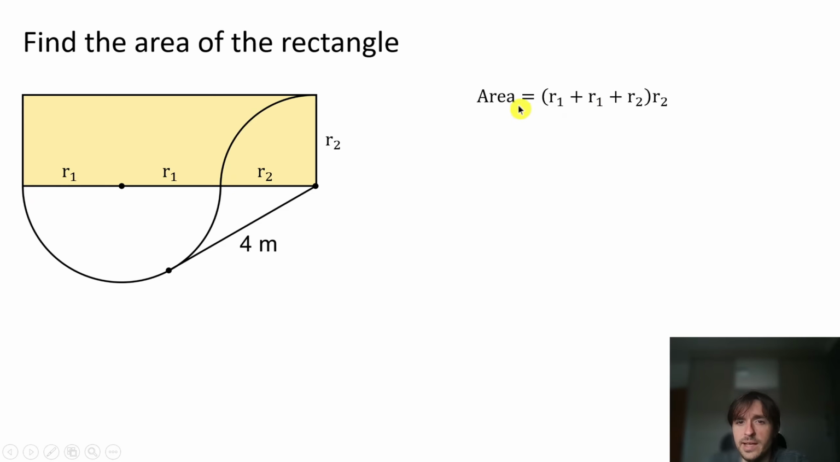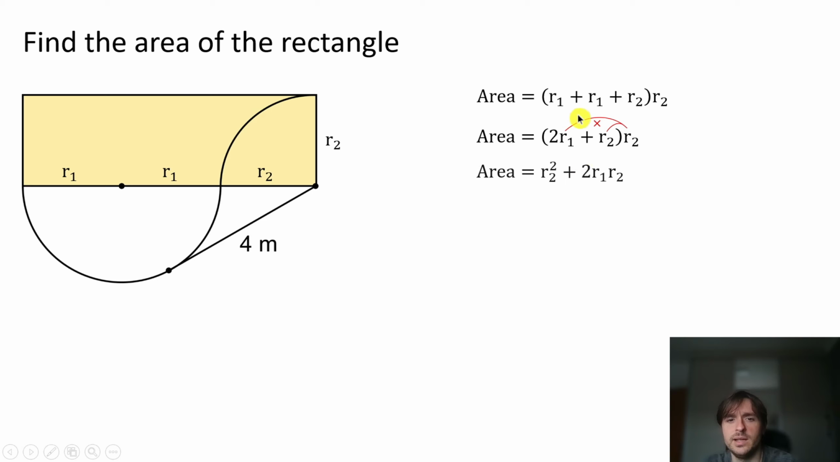So we can calculate the area as the width times the height. So now let's sum R1 with R1 to obtain that the area is equal to (2R1 plus R2) times R2. So now let's make the multiplication to obtain that the area is R2 squared plus 2R1R2. So this is the expression for the area. So now how do we proceed?